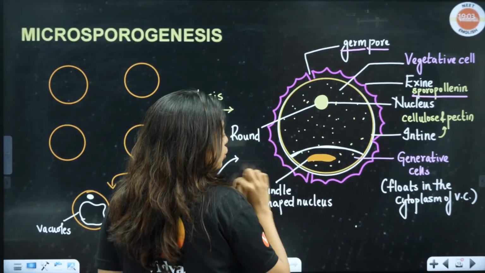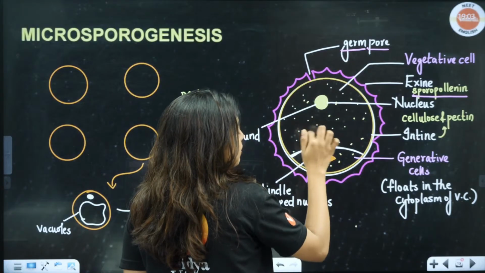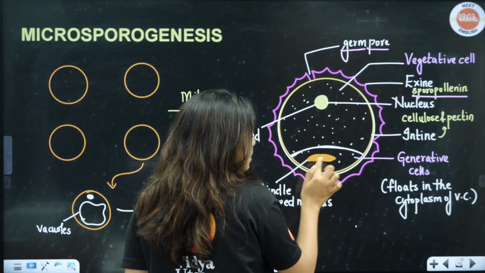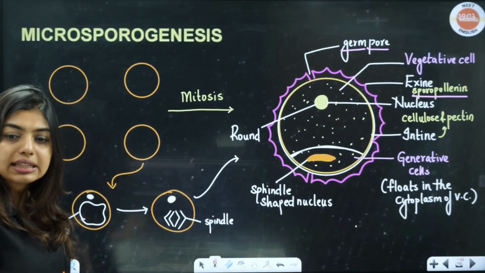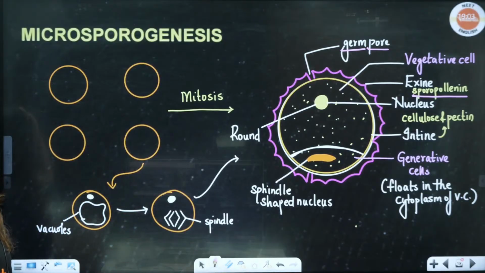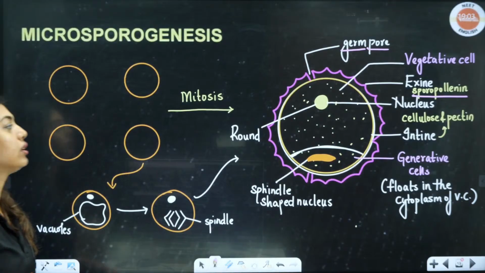Vegetative cell will have a round nucleus, generative cell will have a spindle-shaped nucleus. All this is explained line to line in NCERT. Okay, line to line. Clear? Yes or no? Is this clear?